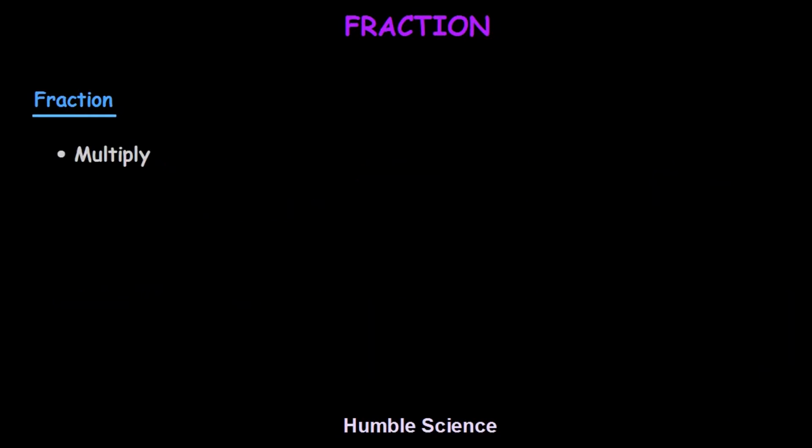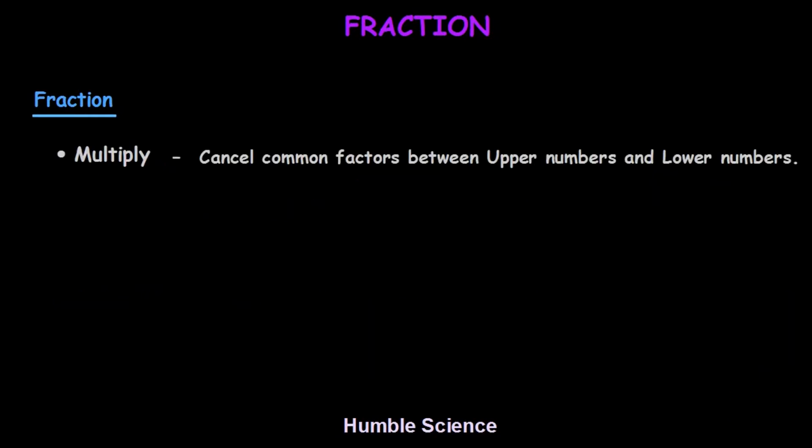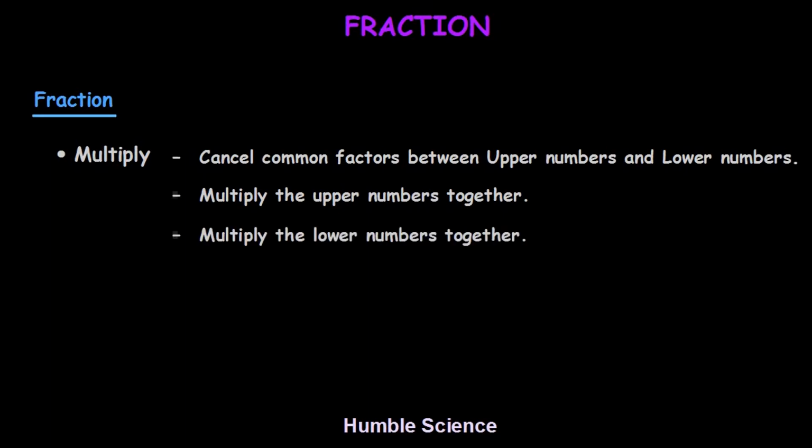Now let's try multiplication. When multiplying fractions, if possible, try to cancel out some of the common factors between the upper numbers and the lower numbers. That will help simplify the process quite a bit. And after that, we can multiply all the upper numbers together, and then multiply all the lower numbers together too. Let's try a little practice here. 28 over 9 times 6 over 35 times 25 over 12.